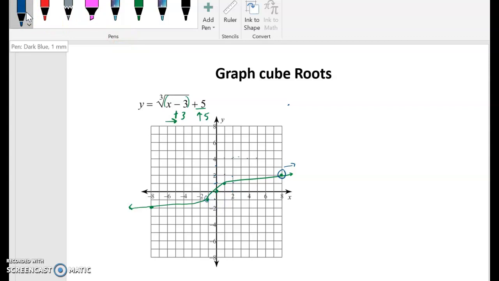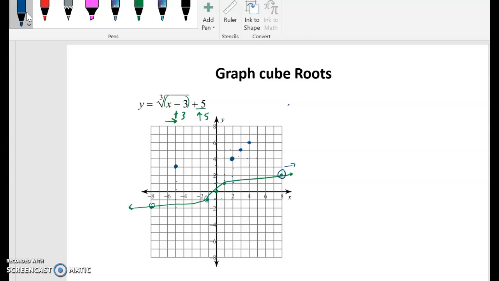Let's go back. I need to move up 5 units and right 3. So (0, 0), up 1, 2, 3, 4, 5, right 1, 2, 3. (1, 1) gets moved right 1, 2, 3, up 1, 2, 3, 4, 5. The point (-1, -1) gets moved right 1, 2, 3, up 1, 2, 3, 4, 5. And (-8, -2) gets moved right 1, 2, 3, up 1, 2, 3, 4, 5.